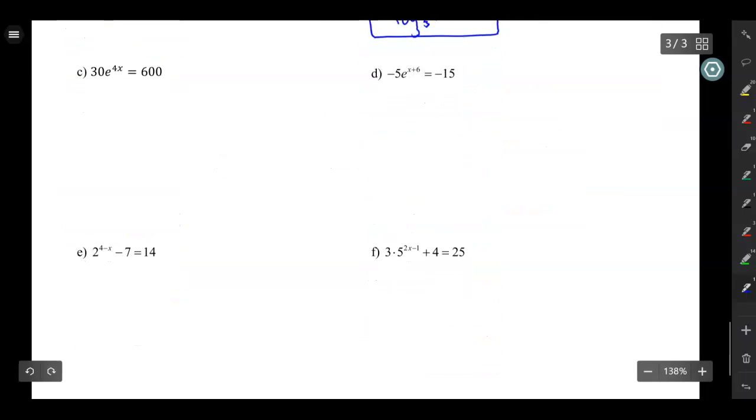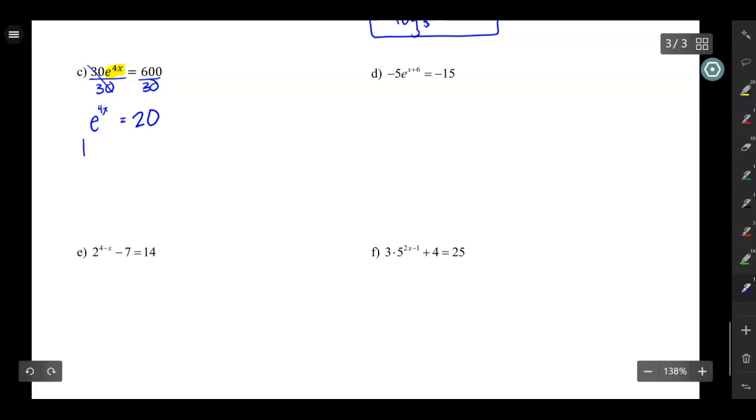Okay, let's do it again. C, we have 30 e to the 4x is equal to 600. So the first thing I want to do is I need to get this e to the 4x by itself on that side of the equation. So I basically need to get that 30 away. And I'm going to do that by dividing both sides of the equation by 30. So then I have e to the 4x is equal to 600 divided by 30, which is 20.